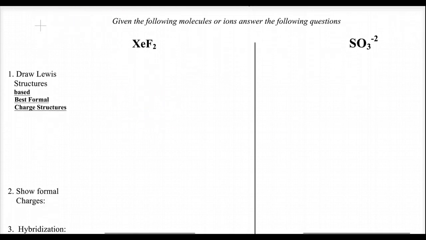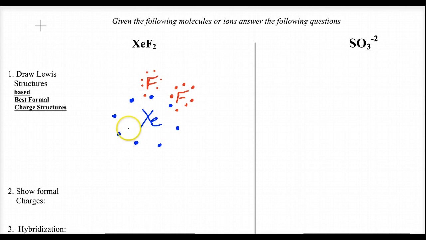Everything starts with Lewis dot diagrams. So I start with my Xe, my xenon, and I know that it is a noble gas with 8 electrons, so I put out the valence electrons: 1, 2, 3, 4, 5, 6, 7, 8. Then I'm going to add 2 fluorines, and I put fluorine's valence electrons out. Make sure you show the lone pairs. And as weird as this sounds, we are done.